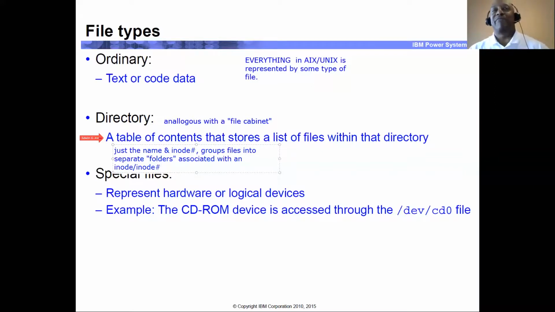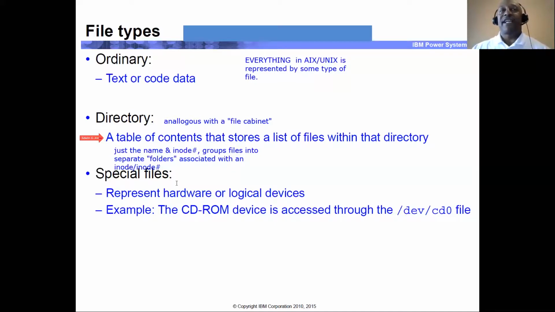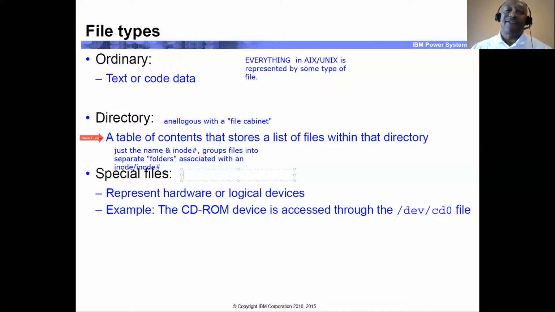So in other words, it minimizes this duplication of the content of the files associated with those directories. Okay? So file types: ordinary file, directory. And then, of the many different file types, those are the three primary file types. And again, now we have special files, okay? Now special files, again, are special for a reason.